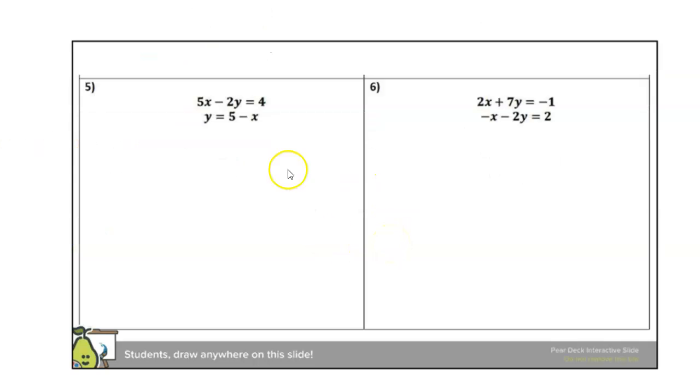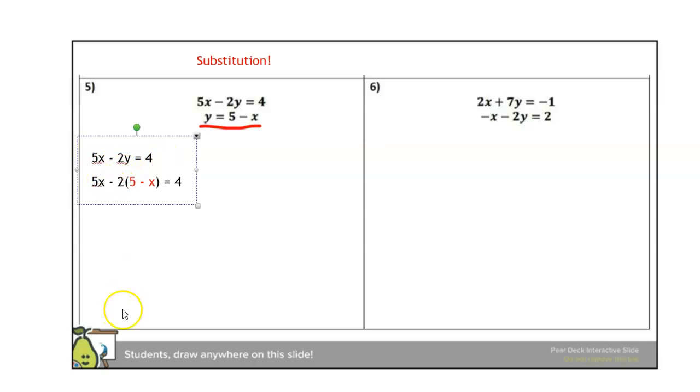Another set of equations. Let's just quickly identify what method we're going to use to solve here. And again, this one is substitution because our objective is we're going to try to get this y equals 5 minus x to be substituted into the other equation. As soon as the equation is solved for a variable, we can substitute it in very easily. Here's how that looks. So I have 5x minus 2y is equal to 4, 5x minus 2 times 5 minus x, equals 4.